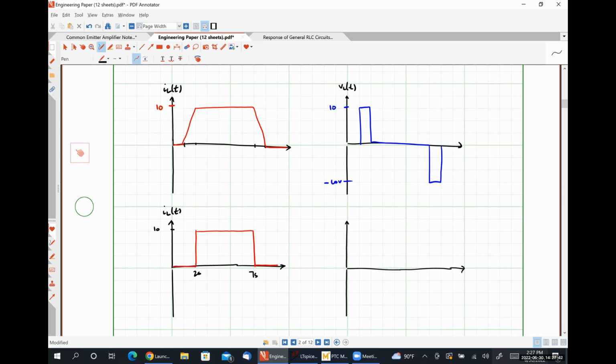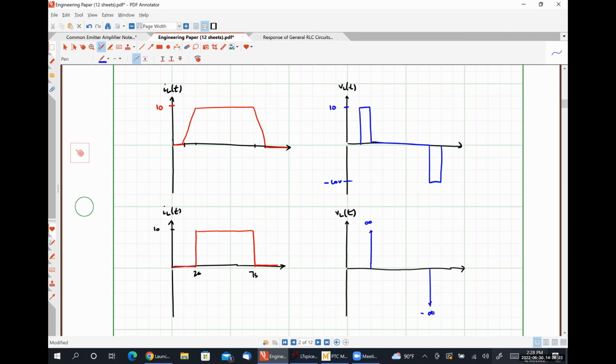Well, it depends on what the slope of our change is, right? In this case, we have an instantaneous change in the current. And so what that's going to cause to happen is that we will have impulses on our voltage waveform. So we would get an infinitely large positive voltage spike when our current jumped up from 0 to 10 amps. And we'd get an infinitely large negative voltage spike when our current jumps down from 10 amps to 0 amps.